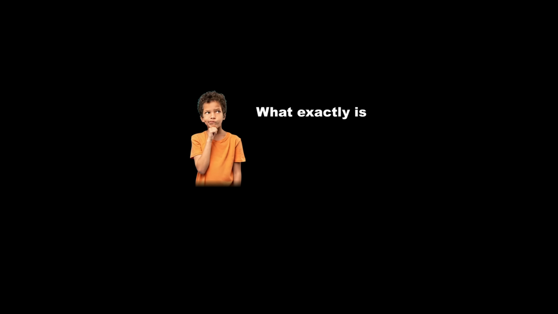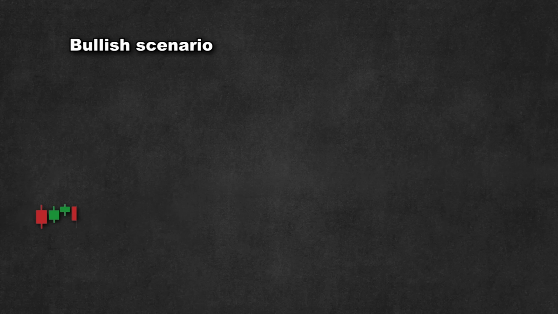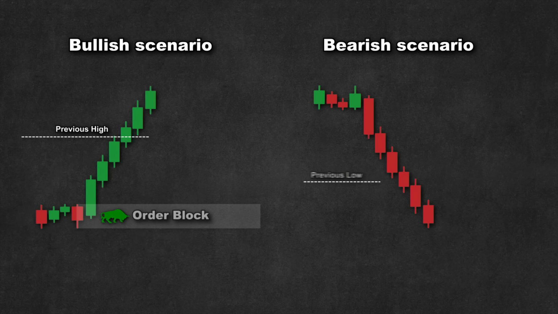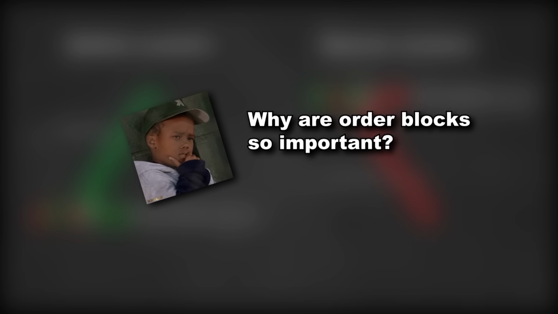What exactly is an order block? At its core, an order block is the last opposing candle before a strong impulsive move that breaks market structure. If price breaks below a previous low with force, the last bullish candle before that drop becomes a bearish order block.